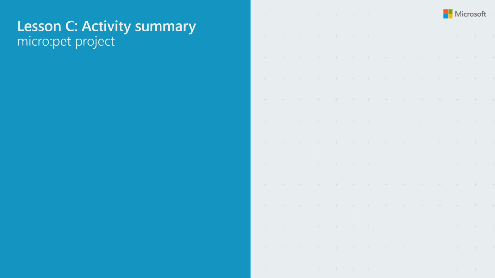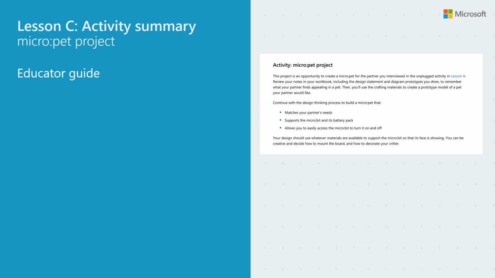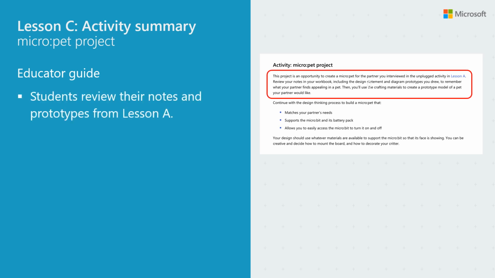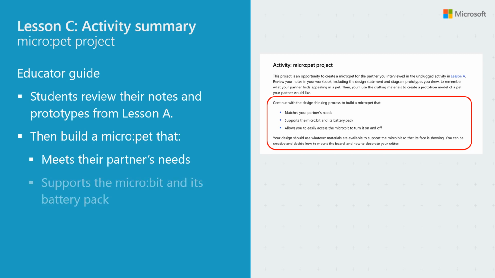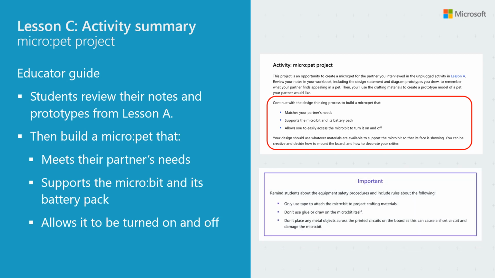Now, Lesson C is the MicroPet project, and all those details are in the Educator guide. So students, at this point, they're going to review their interview notes and their prototype diagrams from Lesson A, and then they're going to continue the design thinking process so that they can build a MicroPet that meets their partner's needs and supports the microbit and its battery pack so that it can easily be turned on and off. Now, you'll want to be sure to remind your students about the equipment safety procedures so that they can continue to use it after the project.